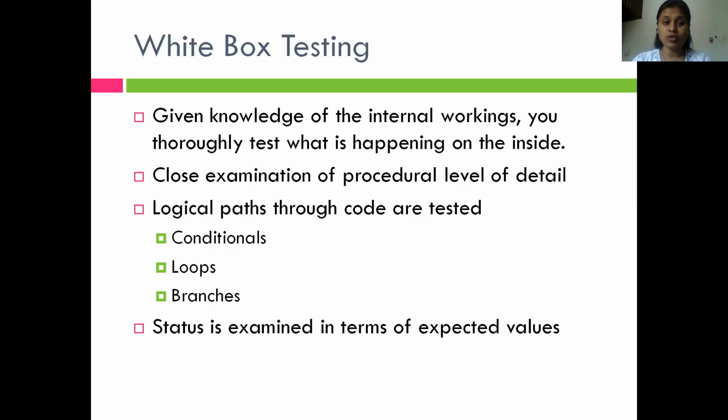Then we are going to test the loops, the start and end of the loop, whether the loops are working correctly. For the right input, they should give the right output, and for the wrong input they should give the wrong output. All these things are checked. Then we are going to check the branches, the different paths of the branches and how they execute. Exhaustive testing we are going to perform in the branches. Then the status is examined in terms of expected values.